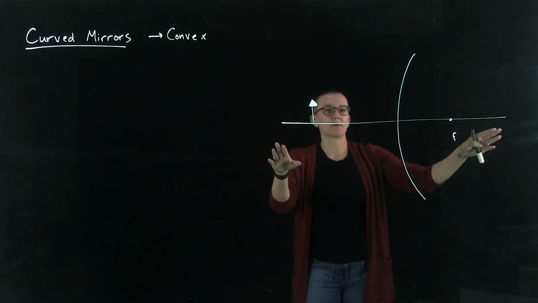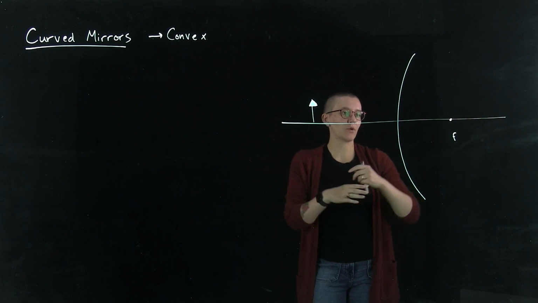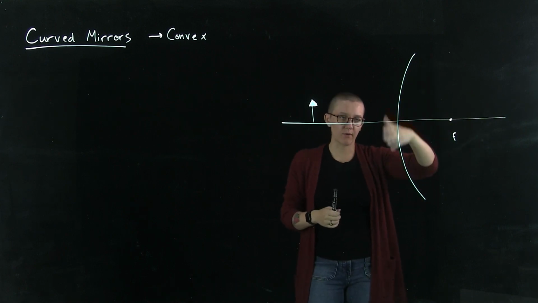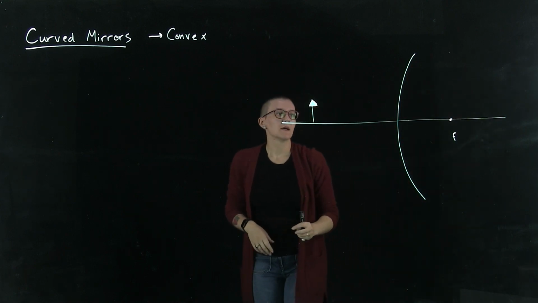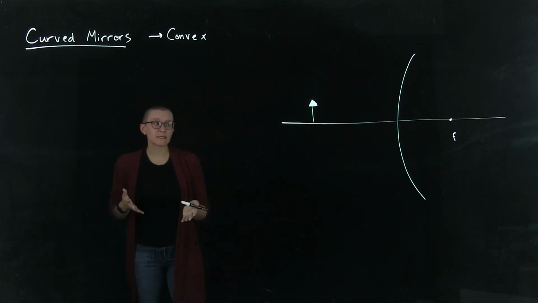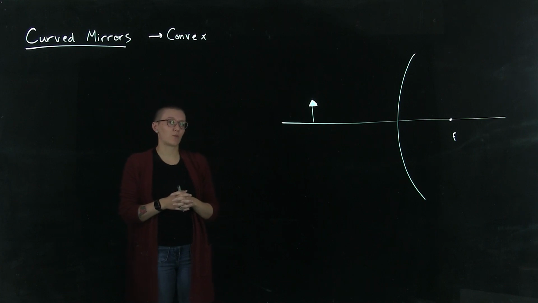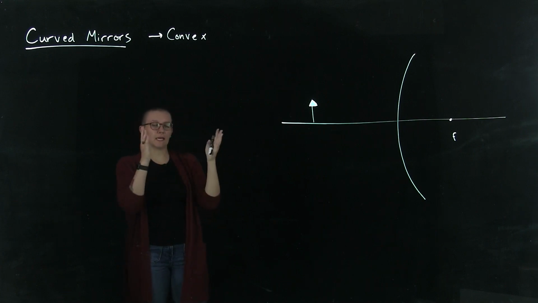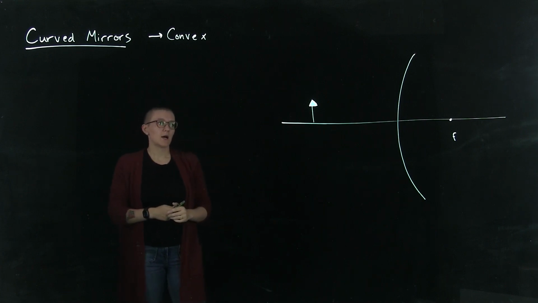We have our optical axis here. We have our focal point, which is on the inside of the curve, always on the inside of the curvature. And we have our object and arrow. And again, I'm going to show you a couple rays that you can draw to help you figure out where an image is located for a convex mirror.